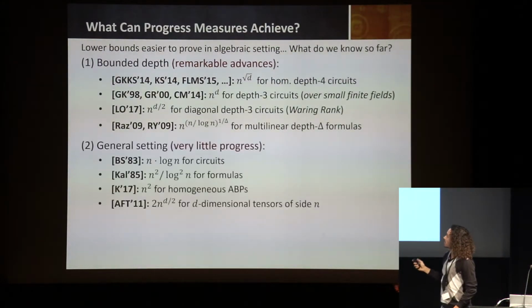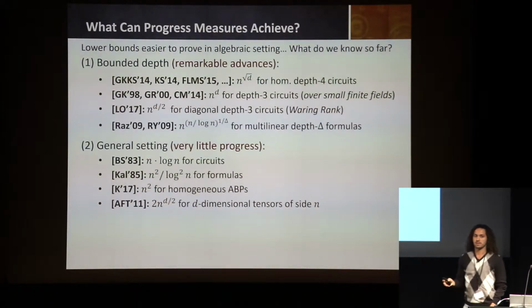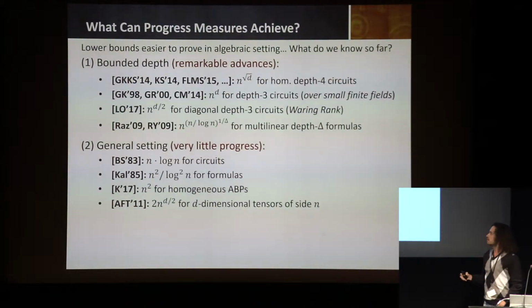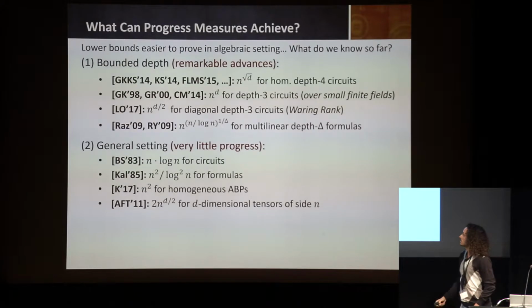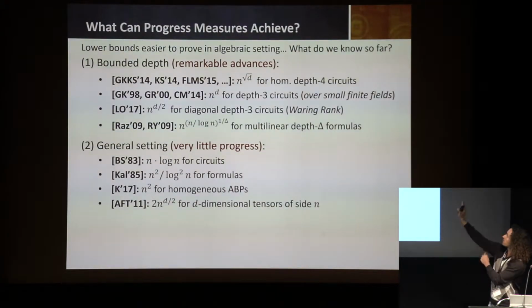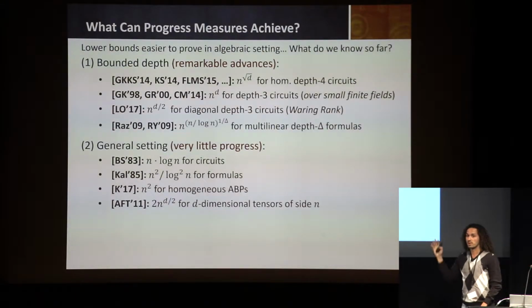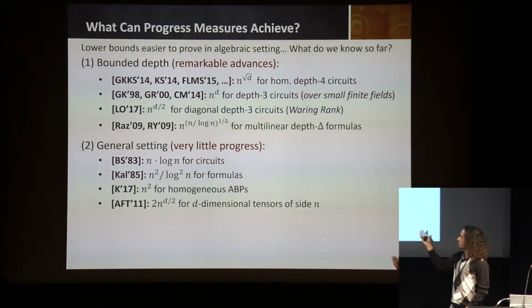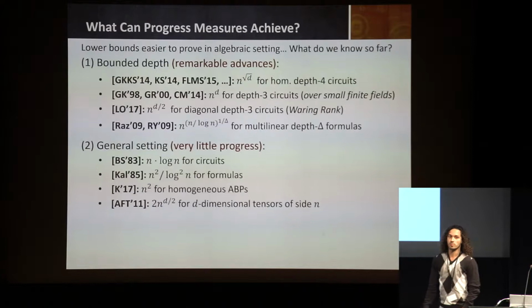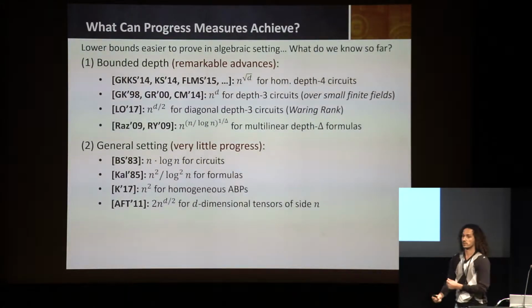However, none of these lower bounds, when we go to the general setting, imply anything much better than what we had since the 80s. So even though we have remarkable advances, in the general setting we have very little progress, even with the techniques above. For example, we cannot beat Baur-Strassen's lower bound of n log n for general circuits.